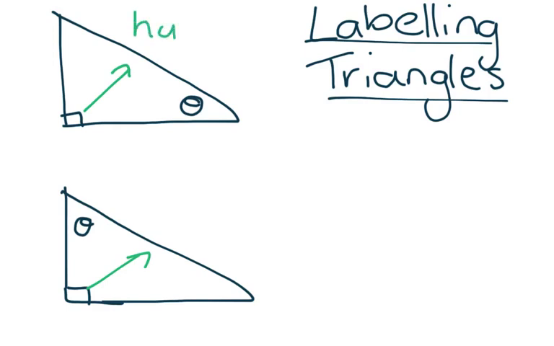So we can label the hypotenuse, and that's not going to change on either of these triangles because it has to be the longest side. What will change is the opposite side and the adjacent side. Now, the word adjacent in normal everyday life means next to. So for an adjacent side in a triangle, it's going to be the one that is next to the angle.